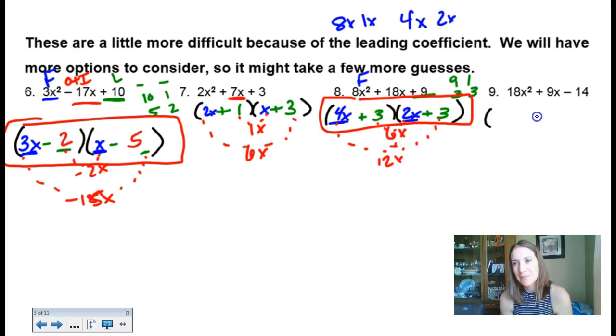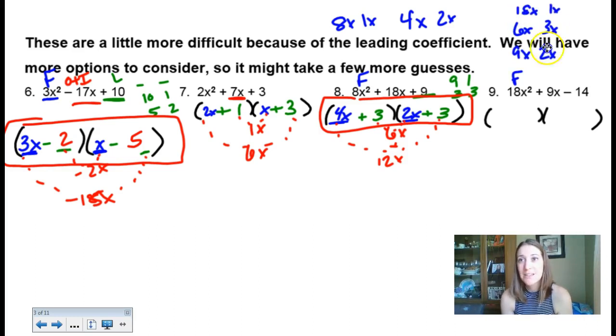All right, number 9. Oh man, 18. It's like one of the worst numbers you can get for a lead coefficient. Because 18 is 9x and 2x, 6x and 3x, 18x and 1x. So from my previous experience, I'm going to say forget the 18 and 1. I think that's way too extreme.